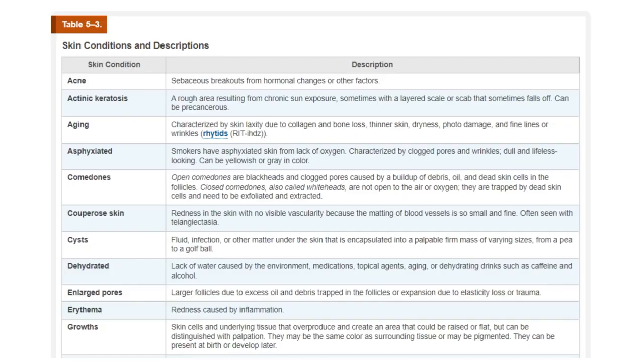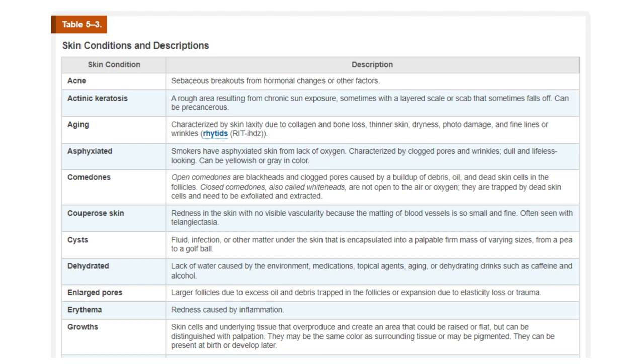Table 5.3. Skin conditions and descriptions. Acne, sebaceous breakouts from hormonal changes or other factors. Actinic keratosis, a rough area resulting from chronic sun exposure, sometimes with a layered scale or scab that sometimes falls off. Can be precancerous. Aging, characterized by skin laxity due to collagen and bone loss, thinner skin, dryness, photodamage, and fine lines or wrinkles.